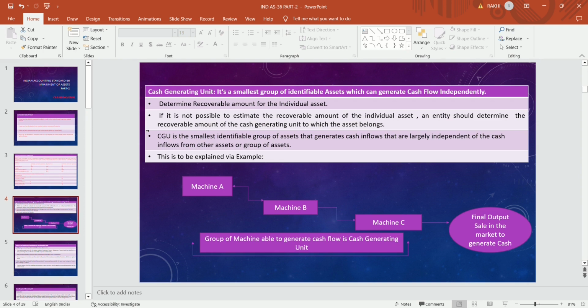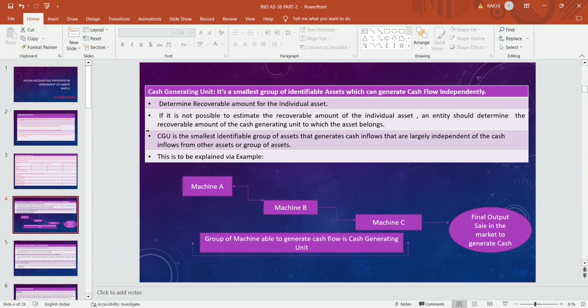Now, what do you mean by cash generating unit? It's the smallest identifiable group of assets that generates cash flows that are largely independent of the cash inflows from other assets or groups of assets. This is to be explained via an example.